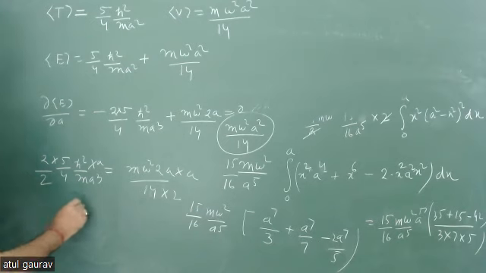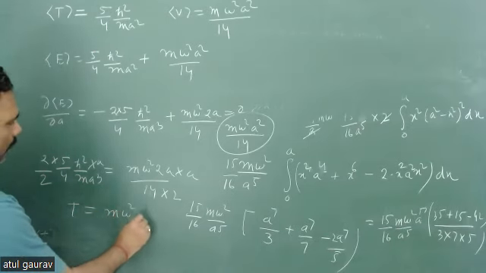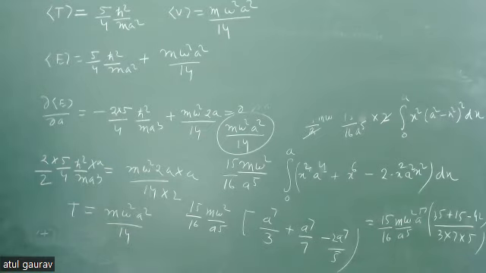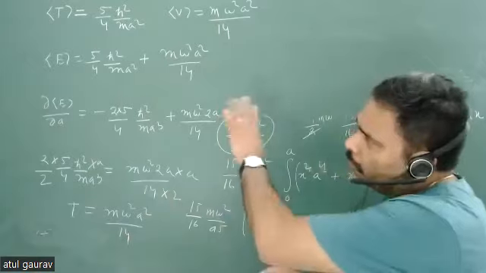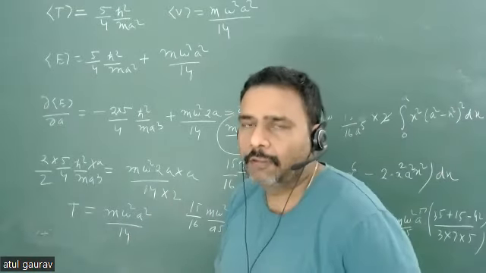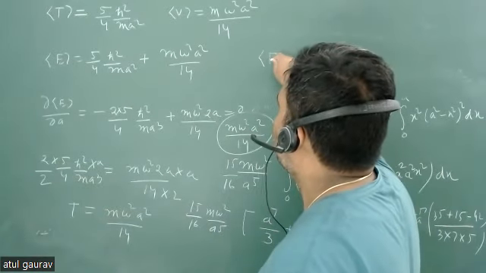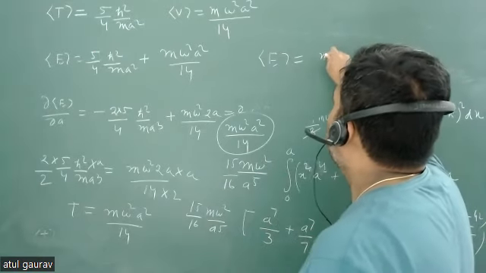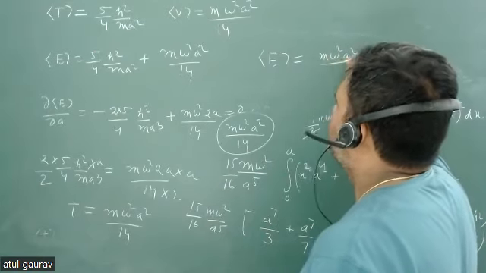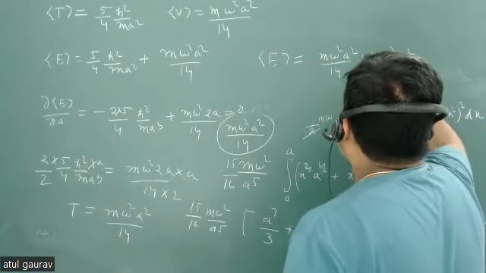So we have kinetic energy, and this kinetic energy is equivalent to what? m omega square a square by 14. So exactly, the average value of kinetic energy and the average value of potential energy are the same. And more or less you know this particular information about the harmonic oscillator. If you have an even function, the average value of kinetic energy is equal to the average value of potential energy. So you have m omega square a square by 14 plus m omega square a square by 14.